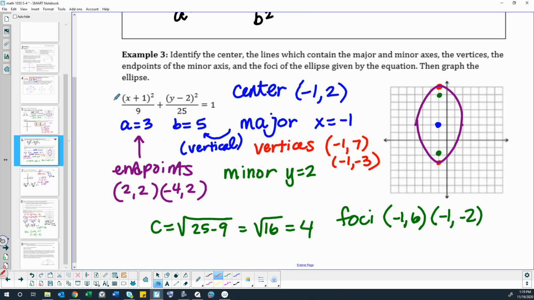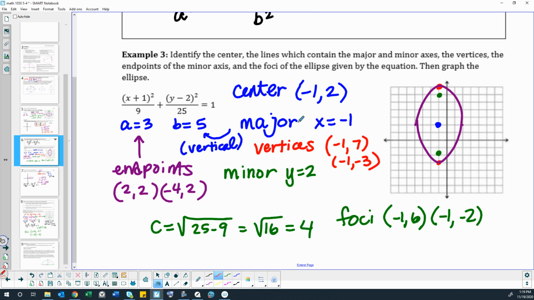So from our equation, we have x plus 1, so we have minus 1 for our center. We have y minus 2, so we have positive 2 for our center. And then we have 9, so that means a squared is 9. So a would have to be 3, the square root of 9. And then b squared is 25, so the square root of 25 is b, which is 5.